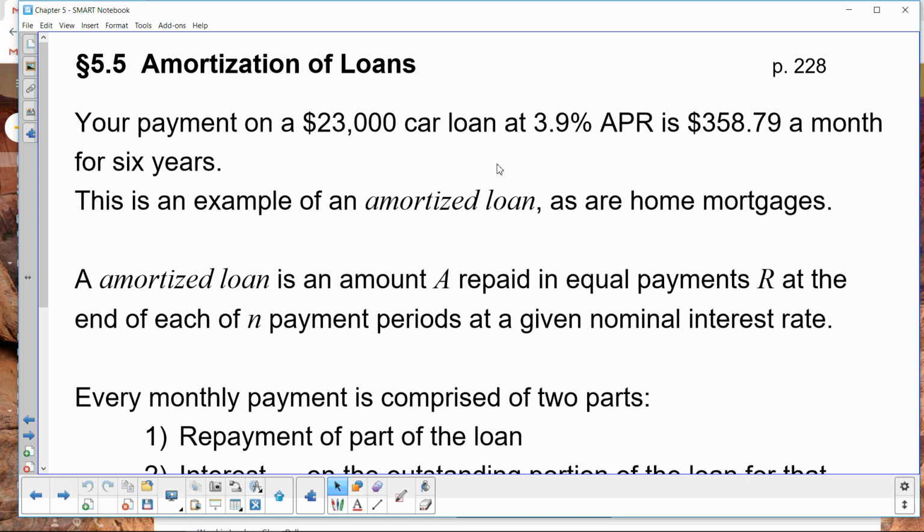Now, what makes a loan amortized is that there is an amount A being repaid in equal payments at the end of each of n payment periods, usually months, right? At some given nominal interest rate, right?